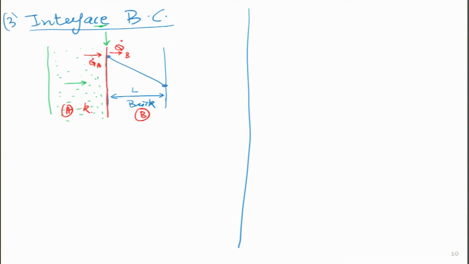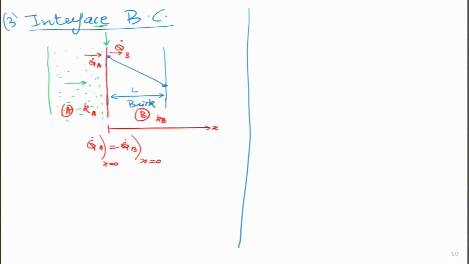Its thermal conductivity is Ka, here the thermal conductivity is Kb. So, how do I equate q dot A equals q dot B? And again I will draw the x axis over here. So, one caution I will put is that this is only for the interface, which means that this is true only for x equals 0.